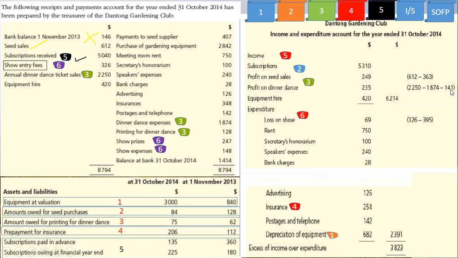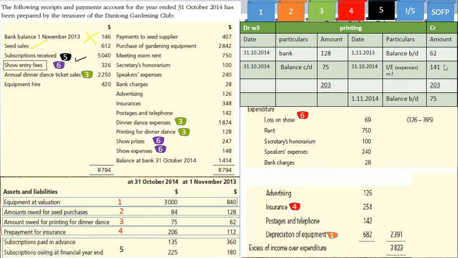This printing expenses had come from number 3 ledger. If you look at number 3 ledger, 141 was a printing expenses. There was a payable at the beginning, payable at the end, payment being made during the year, and then expenses for the year was 141.